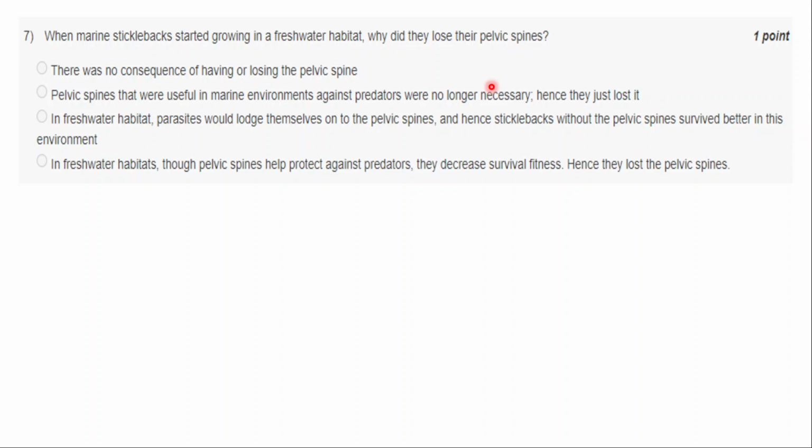Let's take some time to collect some answers. If you remember the example that we discussed about marine sticklebacks and their pelvic spines, this is an example of a particular modularity in a gene expression where the species has adapted to its new environment while losing its pelvic spine.